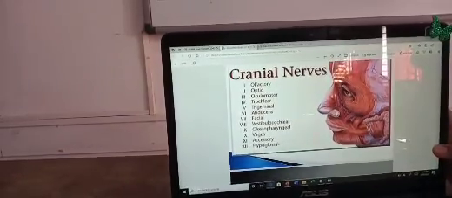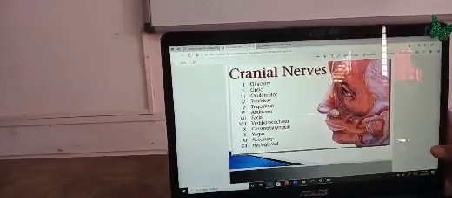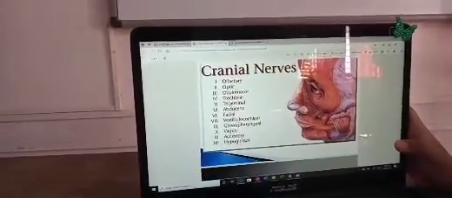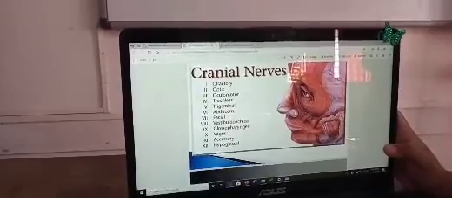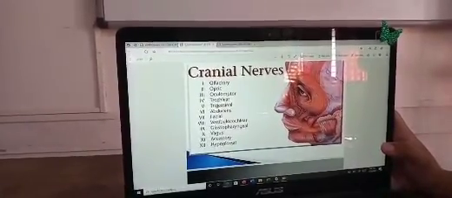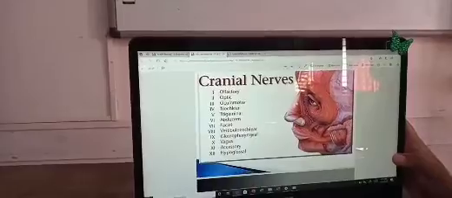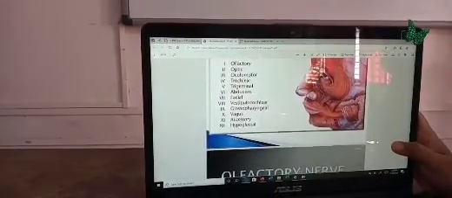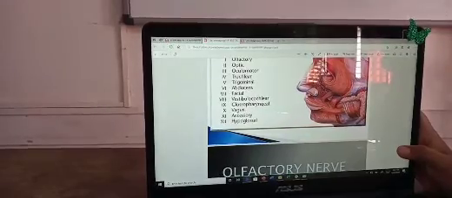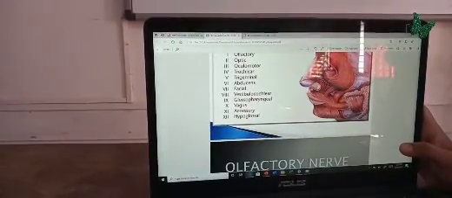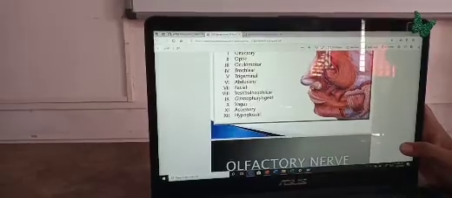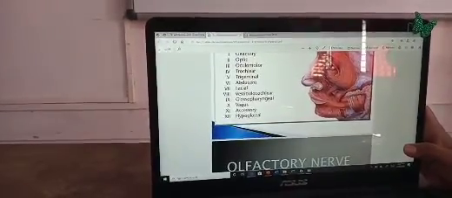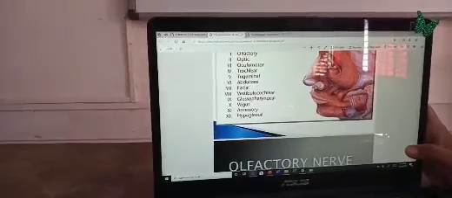First one is olfactory. Olfactory is something that helps in your nose and in your smell. Then you have the optic nerve, which is helping in your vision. Oculomotor are nerves that help in your sight and also in other motor functions of your eyes. Then you have the trochlear, then the trigeminal, the abducent nerve, the facial, the vestibulocochlear, the auditory nerve.